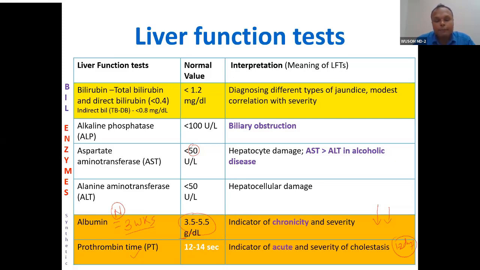So if liver damage is acute, what will happen? Prothrombin time will be high and albumin will be normal. But if chronic, prothrombin time will be high and albumin will also be low. So that is why albumin is used to find out chronic liver disease. If liver disease is chronic, then there will be low albumin and high prothrombin time. If liver disease is acute, prothrombin time will be high, but albumin will be normal.